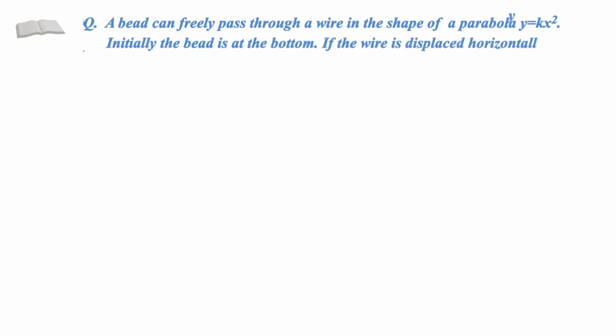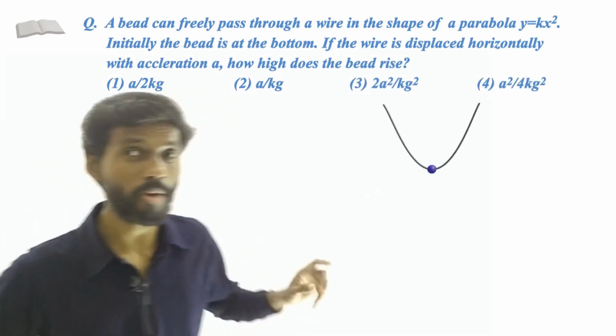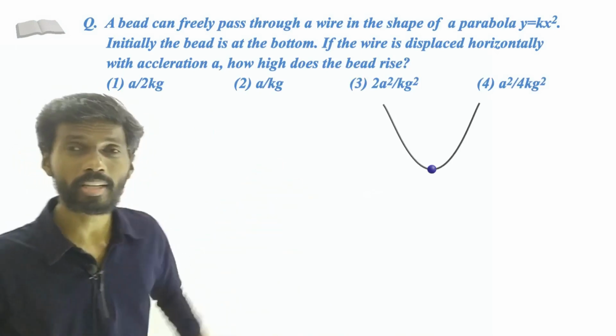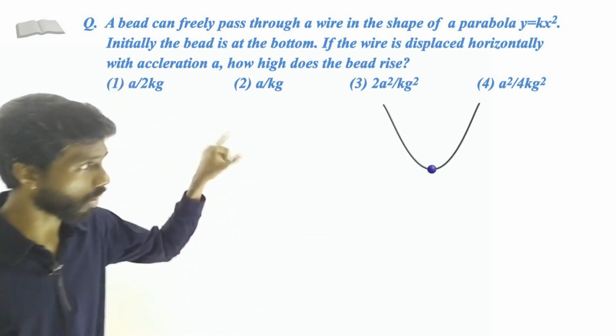A bead can freely pass through a wire in the shape of a parabola y equal to kx square. Initially, the bead is at the bottom. If the wire is displaced horizontally with acceleration a, how high does the bead rise? Here we have a wire in the shape of a parabola, right? The equation of that parabola is also given, y equal to kx square, right? There is a bead which can move along this wire, right?